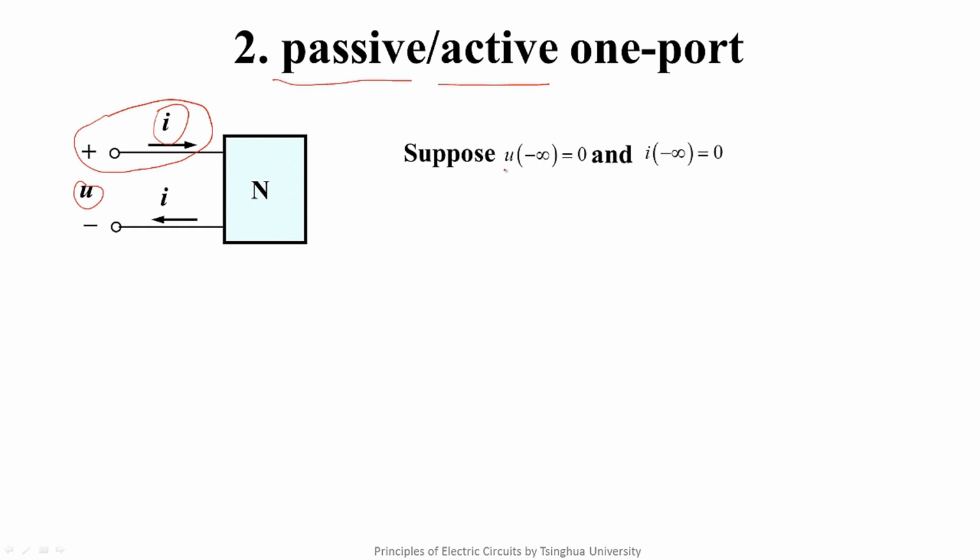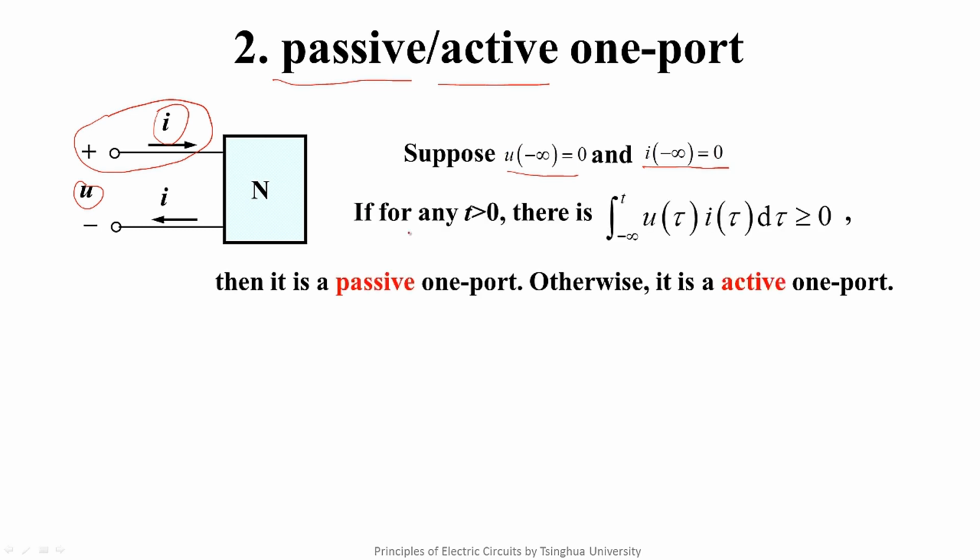We assume first that the current and the voltage are zero at the time of negative infinity. This means that the whole system had no energy a very long time ago. This assumption conforms to the physical condition generally. For any time, if the integral of the instantaneous power absorbed by this port from minus infinity to this moment is no less than zero, then the port is called a passive one port. As long as there is any moment at which the integral is less than zero, we call the port an active one port.